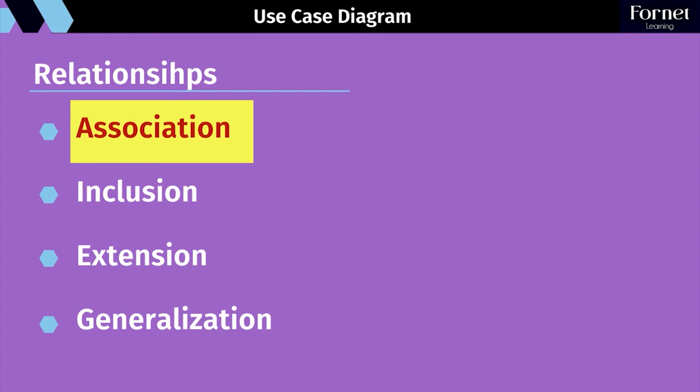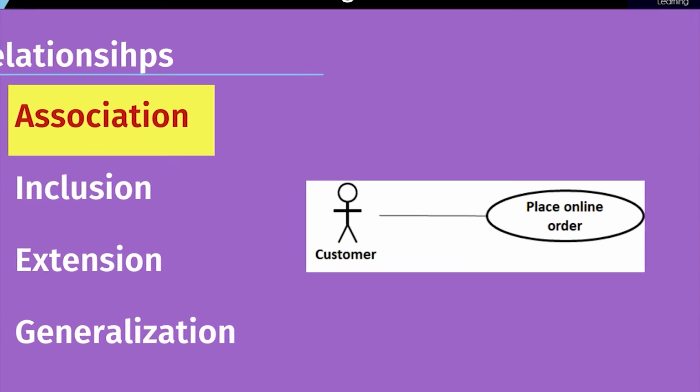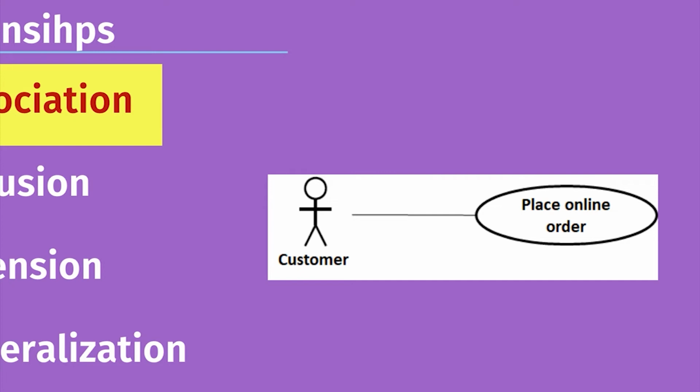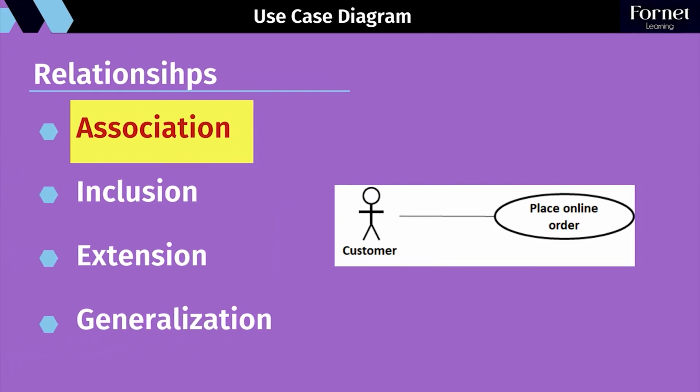So association is a relation between actor and use case. For example, here we have a customer which is associated with the use case place online order. It means that the customer uses the system by doing this functionality.